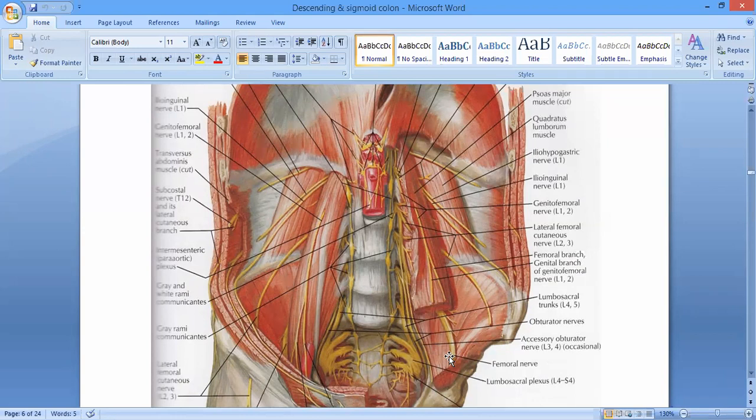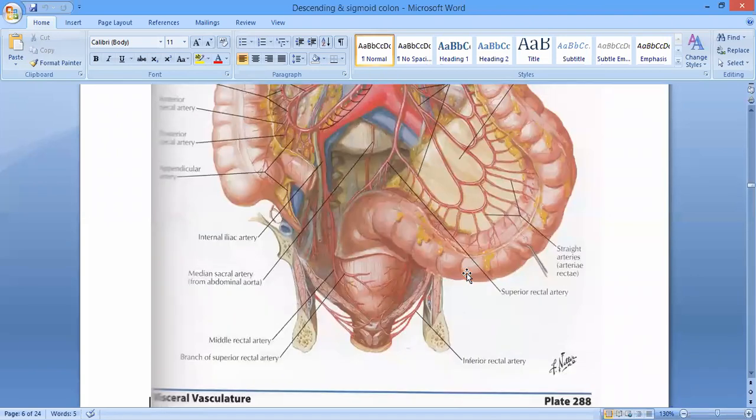Any problem with the posterior relations? It's very simple, because it is adherent, plastered over the posterior abdominal wall. All the structures which form the posterior abdominal wall or run in the posterior abdominal wall are going to form the posterior relations of the descending colon. Is it clear, children? There is no problem, is there? Okay, we will talk about its blood supply.